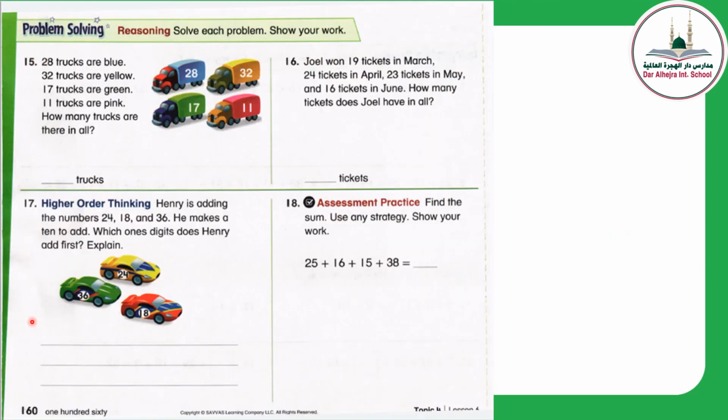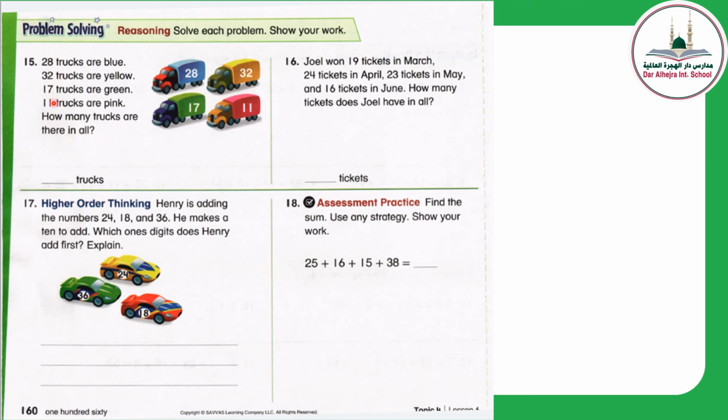On page number 160, we have some word problems. Let's study them one by one. 28 trucks are blue. Here we can see 28 blue trucks. 32 trucks are yellow. Here we can see 32 yellow trucks, 17 trucks are green, and 11 trucks are pink. How many trucks are there in all?